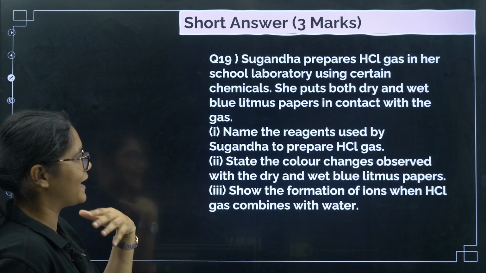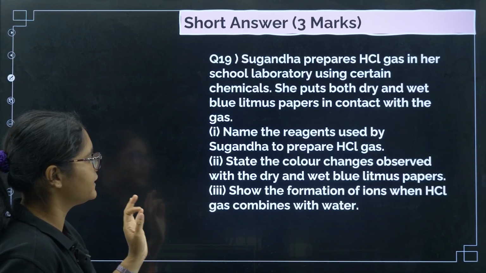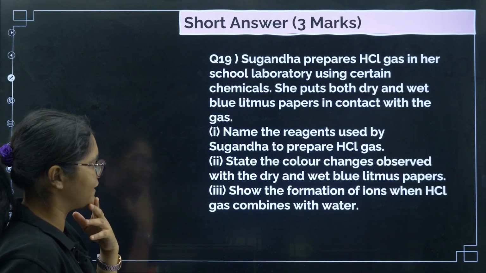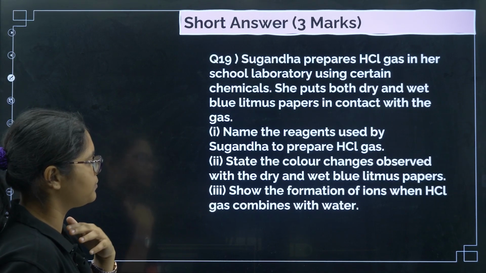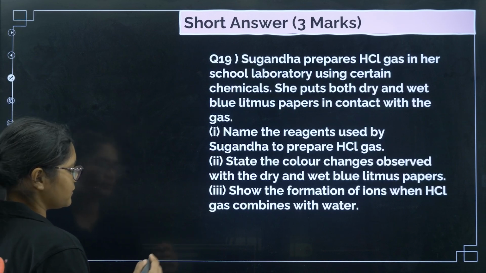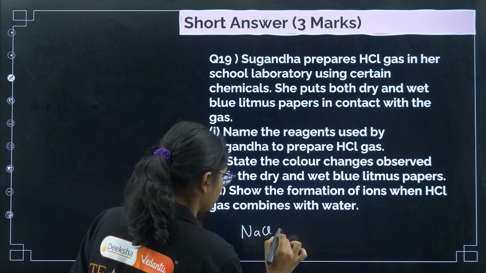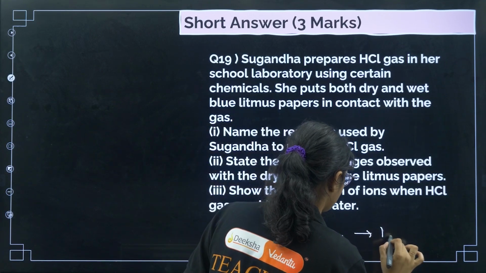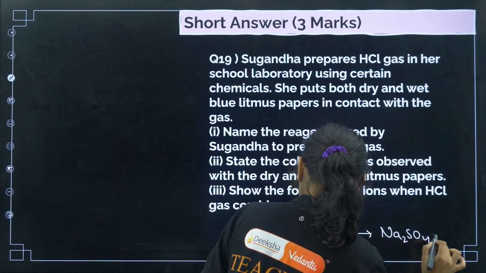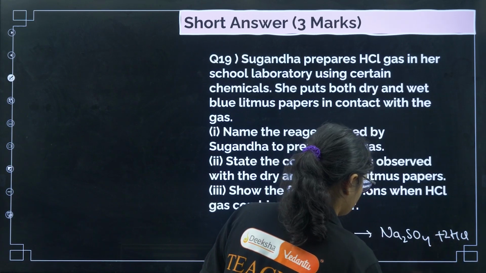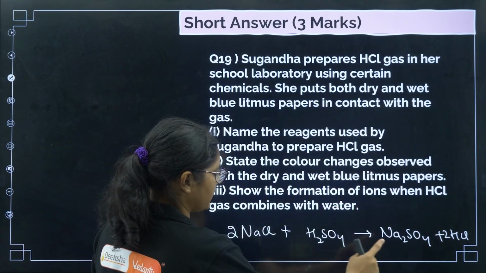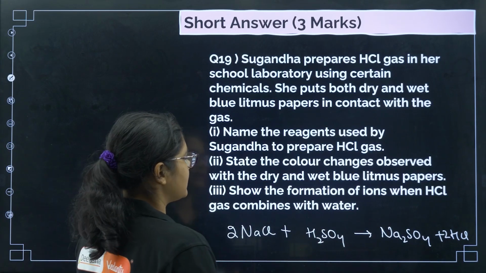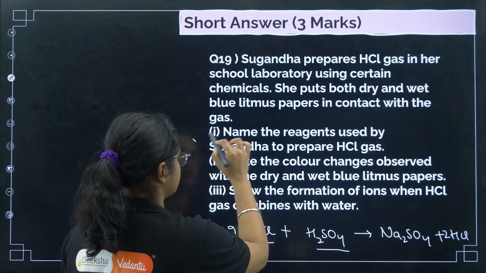Sugandha prepares HCl gas in a school laboratory using certain chemicals. She puts both dry and wet blue litmus in contact with the gas. Name the reagents used by Sugandha to prepare HCl gas. So first of all, to prepare HCl gas you need NaCl, okay, plus H2SO4. So now this one will give you Na2SO4, okay, plus HCl. Right. So I'll get 2Na, 2Na, 2Cl, 2Cl, 2H2, 2H2, SO4, SO4. Okay. So the reagents required are NaCl and H2SO4.